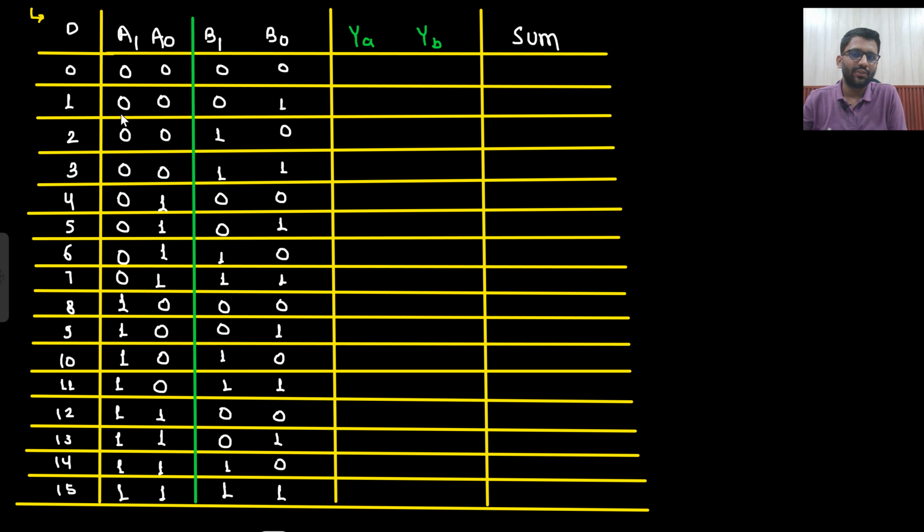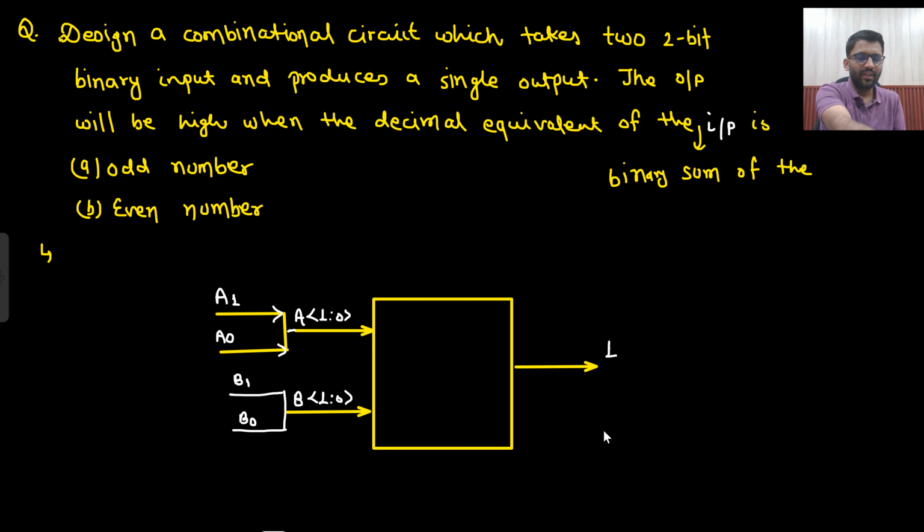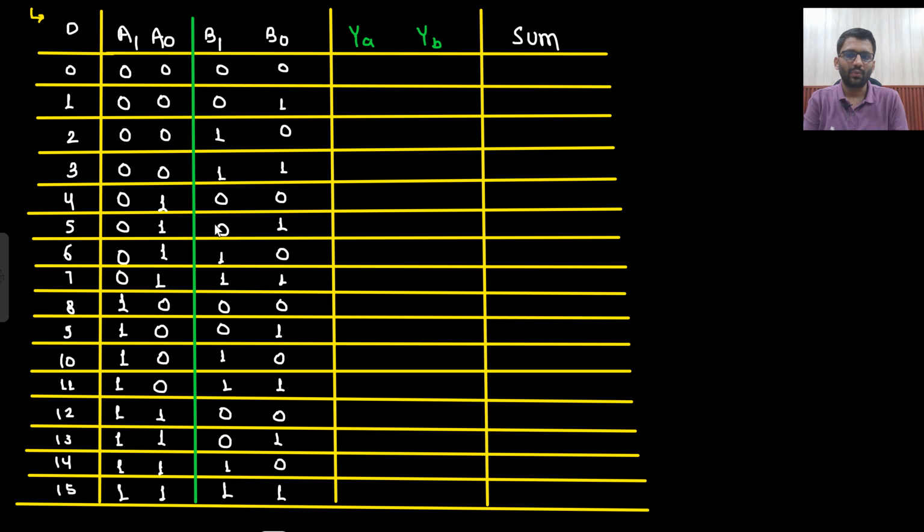00 is added with 00, 00 is added with 01, 00 is added with 10, 00 is added with 11, 01 is added with 00, 01 is added with 01. So basically all the 16 possible combinations I have written: 8 times 0, 8 times 1, 4 times 0, 4 times 1, 4 times 0, 4 times 1, because anything can be coming into the input side. 2 times 0, 2 times 1.